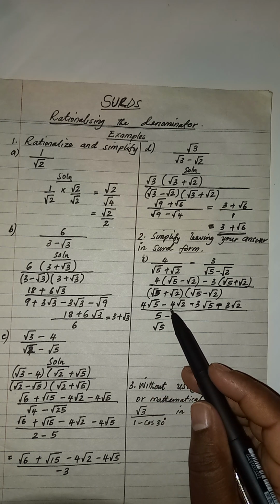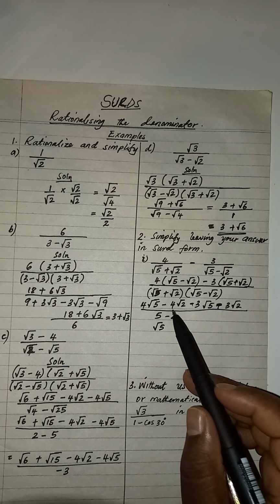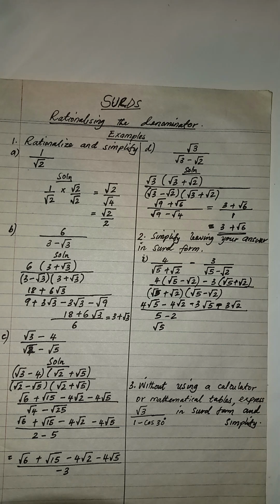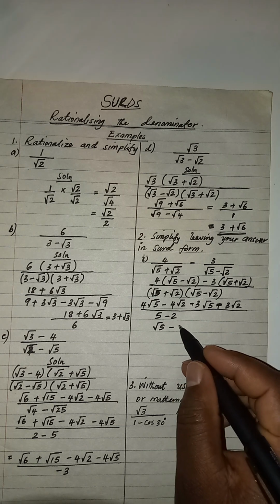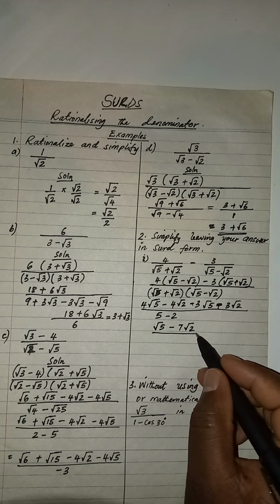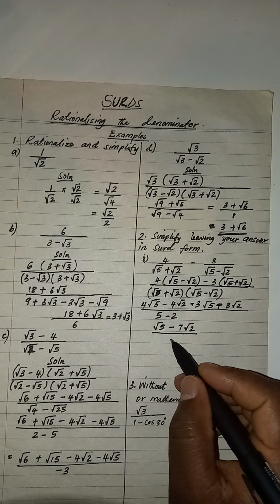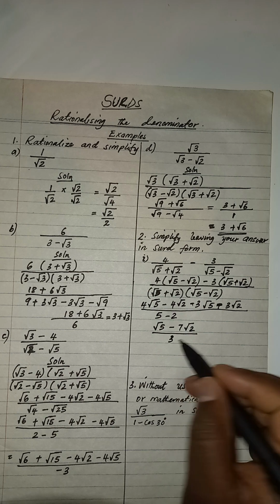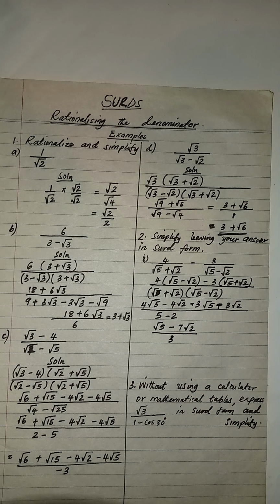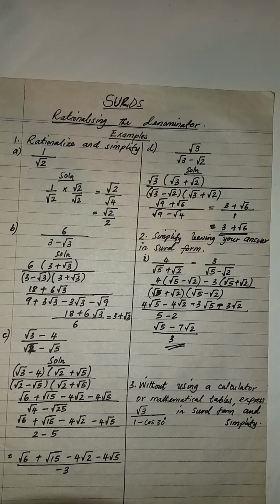Negative 4 minus 3. So negative 4 and 3, that gives us negative 7. So negative 7 root 2 all over 5 minus 2 to give us 3. So that is our answer.